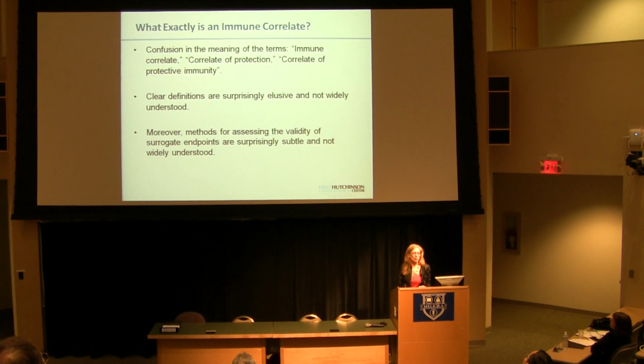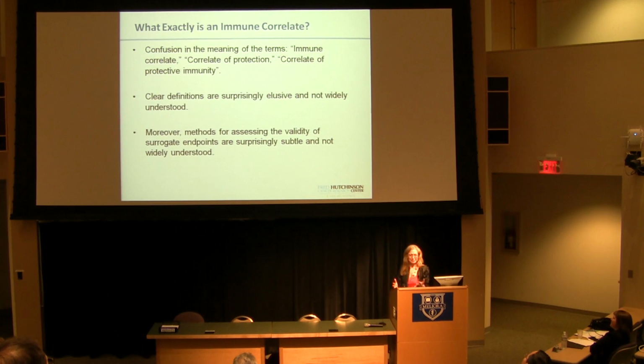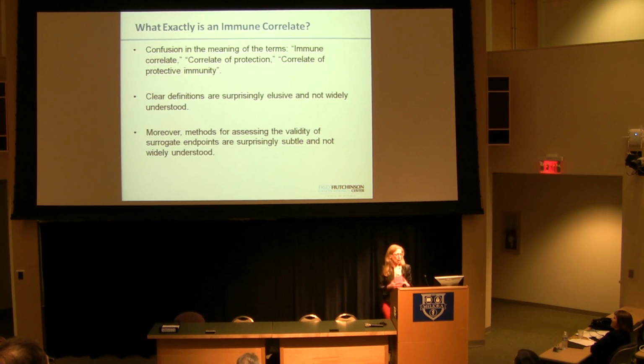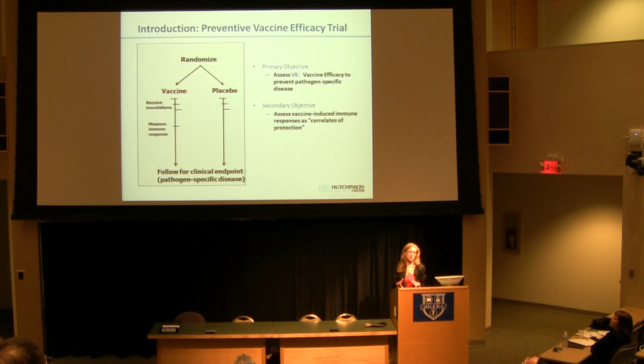So what exactly is an immune correlate? This is a relevant conversation. I'm working on a PO1 on dengue right now, and Monday I spent most of the day trying to define what a correlate of protection is with the people I was working with. The concepts are quite surprisingly elusive and often misunderstood, and the methods for assessing the validity of surrogate endpoints are really quite subtle. I'm going to present just one small aspect of that today, and hope we'll get a point across.